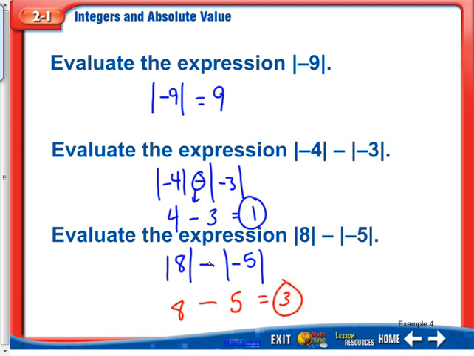So some of you might have been like, well, I got to change this to a positive. You're right if we don't have the absolute value symbol. Remember, absolute value, we have to follow order of operations, and we have to evaluate the absolute value first. So be careful with that.